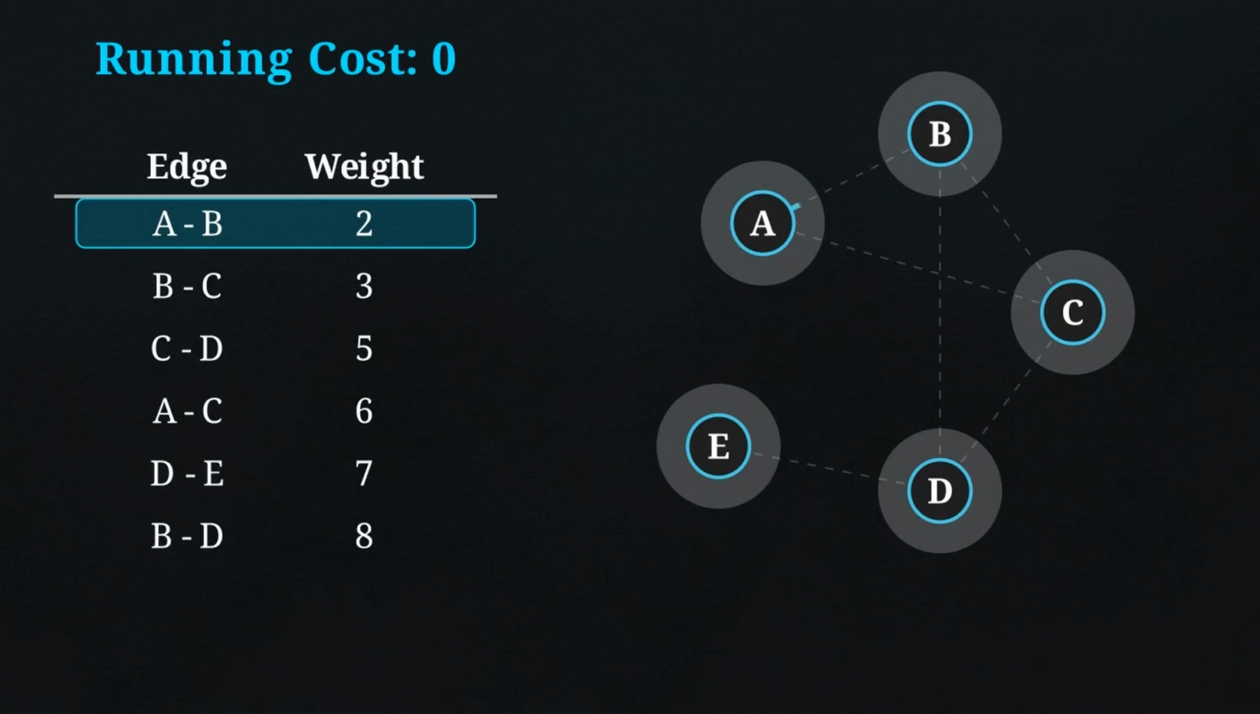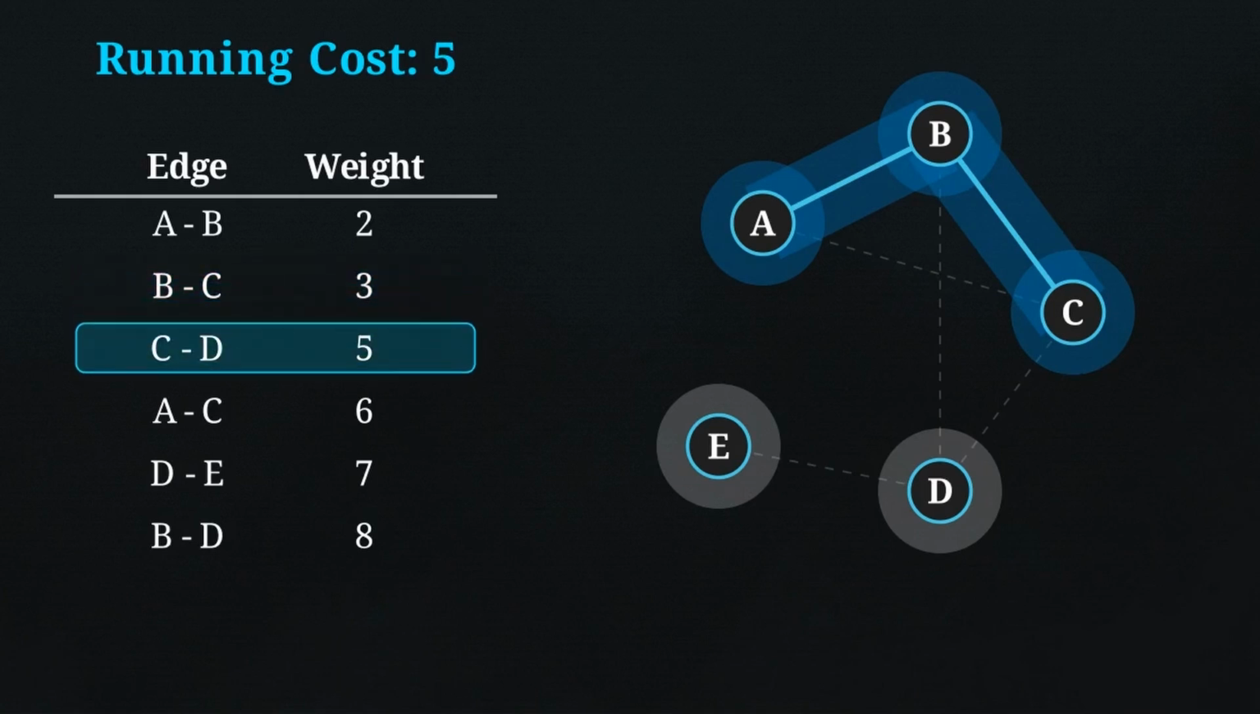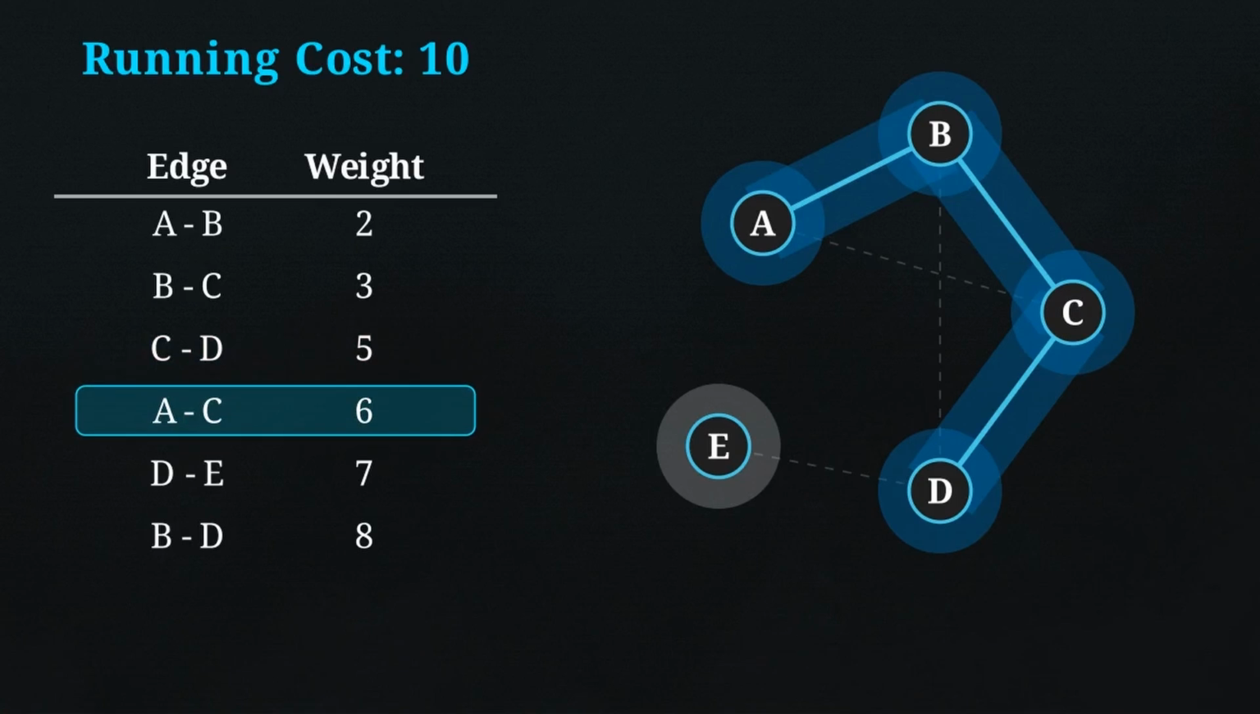The cheapest edge is A to B, with a weight of 2, so we add it. Because A and B were separate, we perform a union operation, merging them into a single component. Our running cost is 2. We move down the table to the next cheapest edge, B to C. It is independent, so the edge is accepted. The set expands to include node C, and the cost becomes 5. We repeat the process for C to D. D is independent. We merge the sets, and the running cost reaches 10.